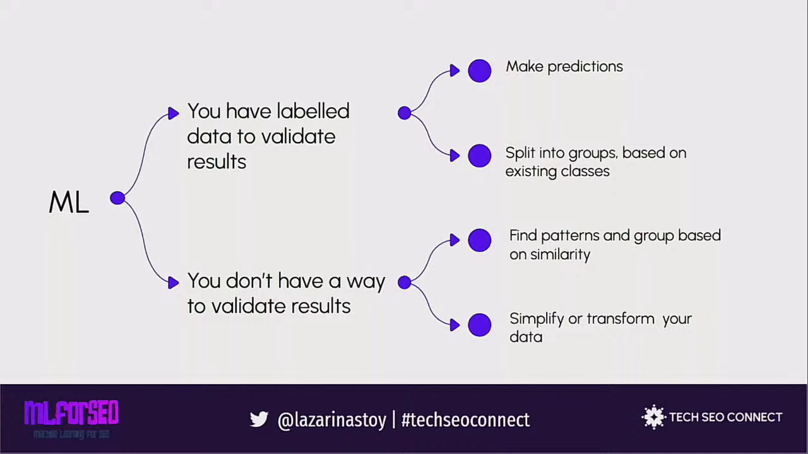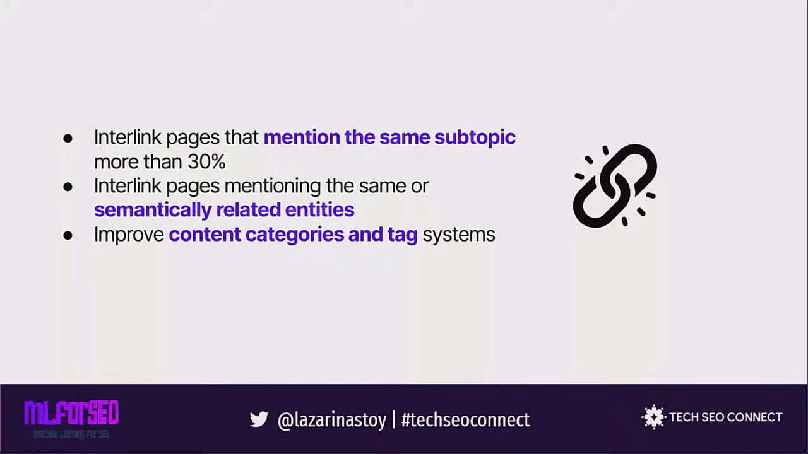So you can link pages that mention the same subtopic. You can also link based on the same or semantically related entities, and you can also improve your categorization and tagging system on your website. This shouldn't take you more than an hour, so quick wins here.